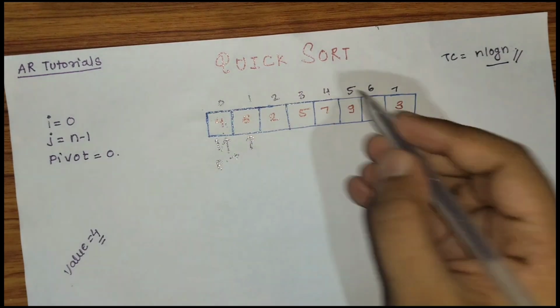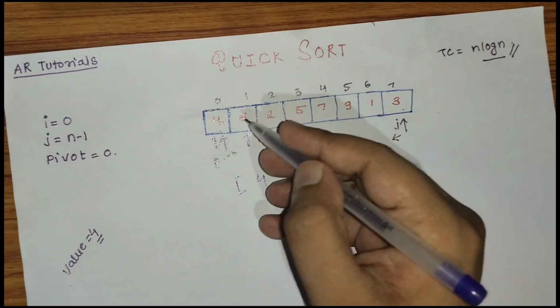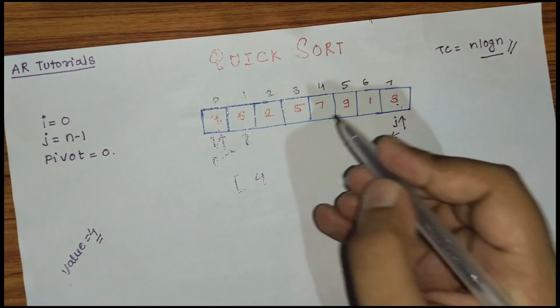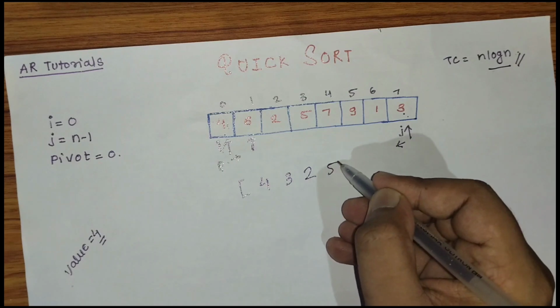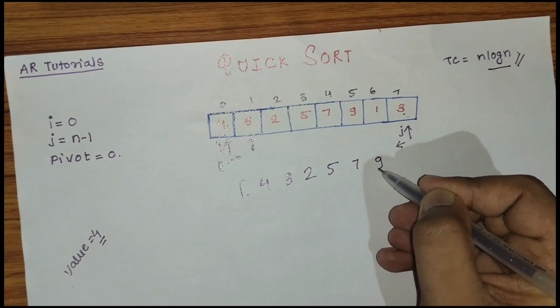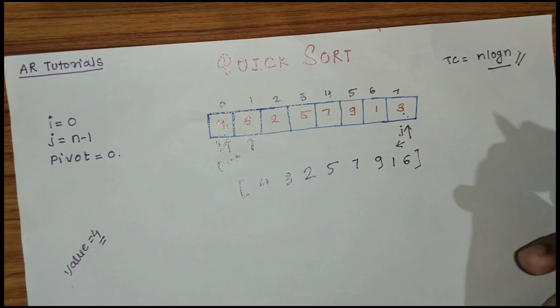Now I'll not draw all the matrices, I'll just write inside this. This 6 and 3 are swapped, so it will become 4, 3, 2, 5, 7, 9, 1, and this 6. Have you got it?